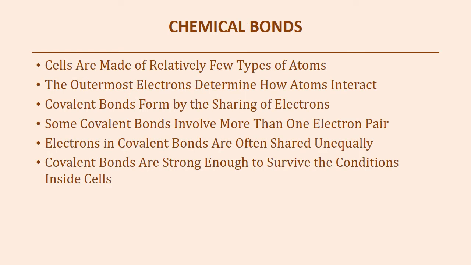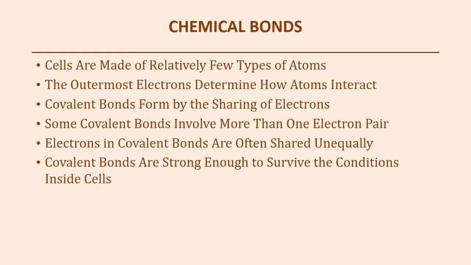So here are the chemical bonds. Here's the chemical bonds section, excuse me. We're going to talk about the fact that cells are basically made out of atoms, and the fact that the electrons, which can be found on the outermost shell of an atom, are how the atoms can interact with each other to build a larger molecule and form their bonds.